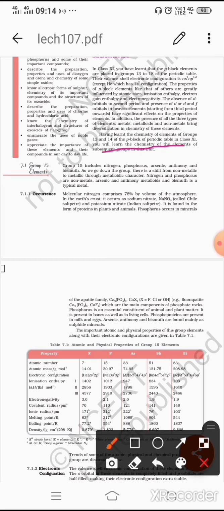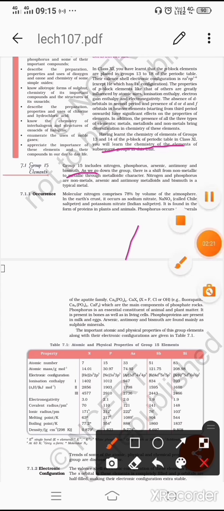When we discuss groups 13 to 18, let us first note that groups 13 and 14, in short, you have already studied in class 11th. We have already discussed the carbon family and aluminium family, many things, such as atomic sizes, electronegativity, properties, and ionization enthalpy. So here we are going to start with group 15.